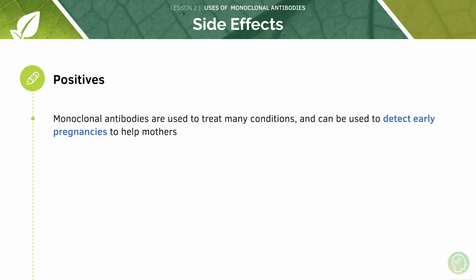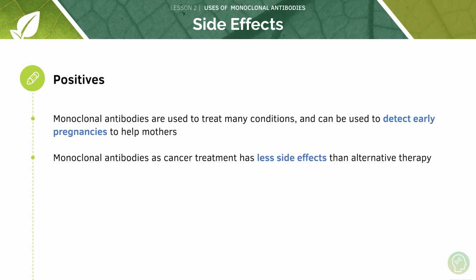But of course, there are lots of positives associated with monoclonal antibodies. They can be used to treat many diseases and can be used to detect early pregnancies to help mothers. Also, monoclonal antibodies as cancer treatment yield fewer side effects than alternative therapy. And also, it's a very quick reaction as the monoclonal antibody just has to bind the antigen and then we're going to see a colour change and we can monitor this colour change. So therefore, monoclonal antibodies are really useful in diagnosing diseases really quickly, or not even diseases, also diagnosing pregnancy.